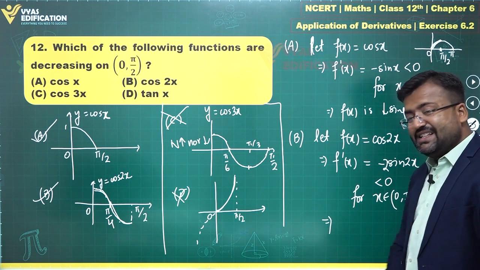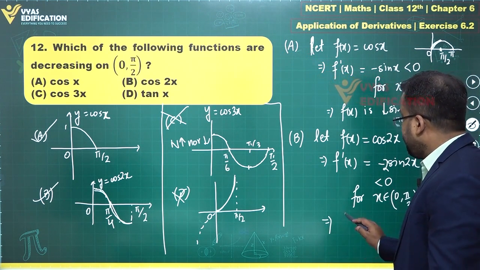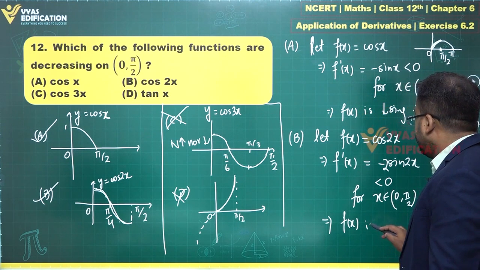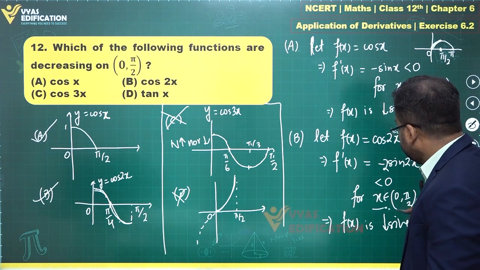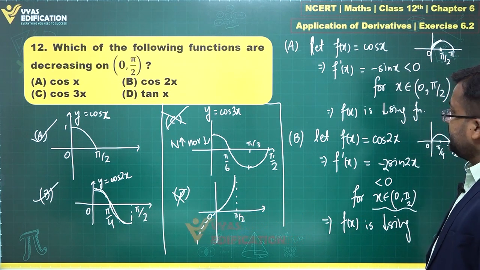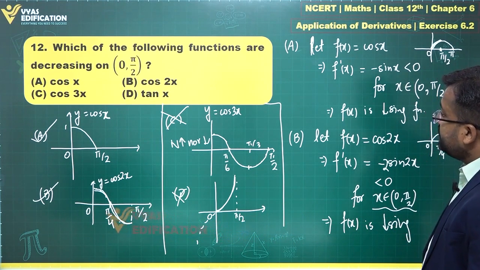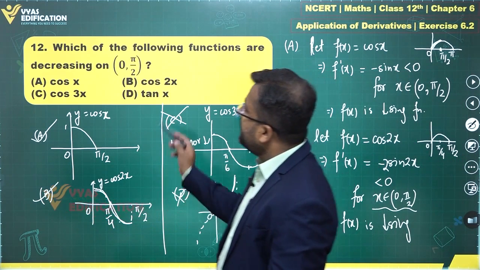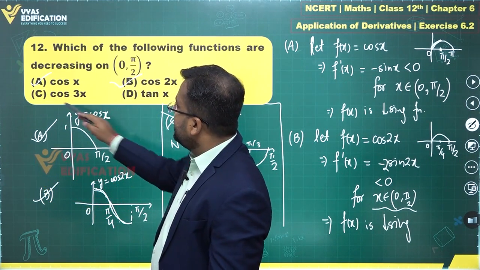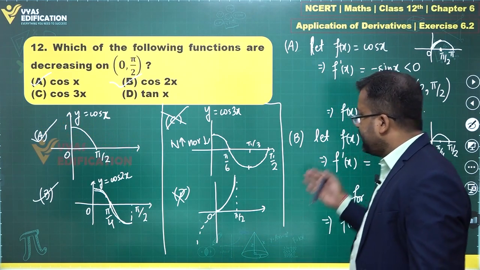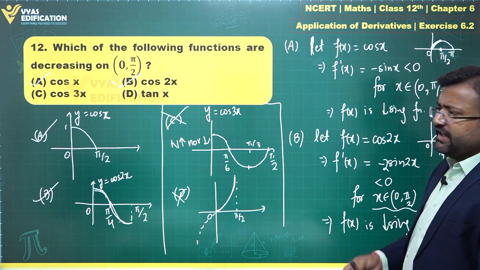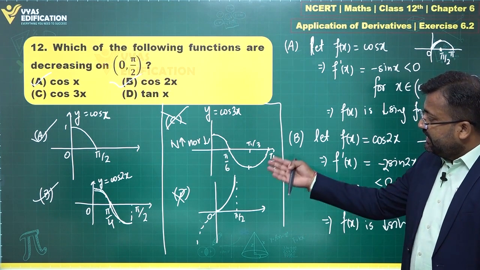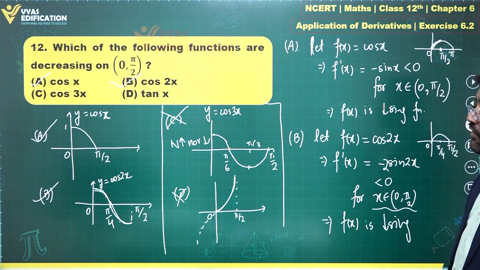This implies that function f(x) is decreasing in this interval. And this is how you can analyze option A and option B. Part A and part B, these are decreasing functions. The remaining two, as we have solved over here, we can solve using this approach as well, and I think we can leave it up to you. This is the complete solution of this question.